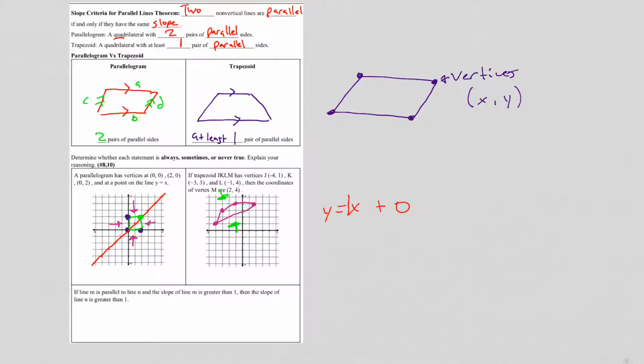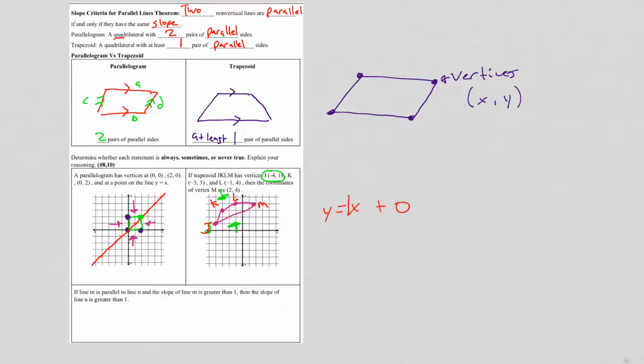Another key thing is the vertices are labeled. This is trapezoid JKLM. So point J, it tells you right where it is. There's point J. Right, that's point J. Point K is there. Point L is there. And point M.